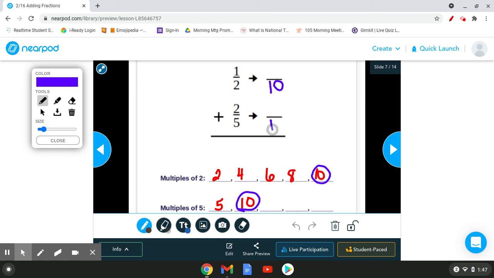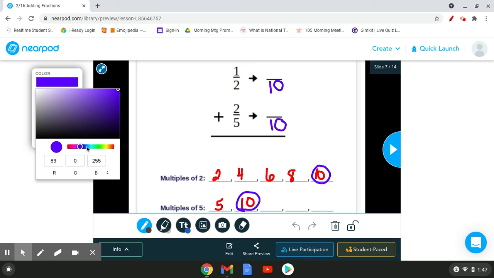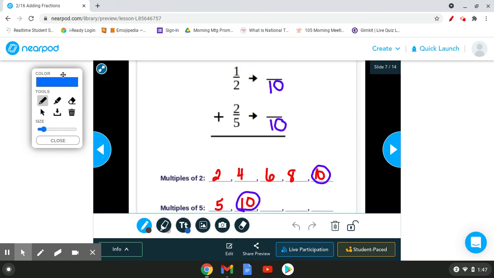So now I need to make equivalent fractions where 10 is the denominator. So we're going to go back to those practices where we think to ourselves. So right here, we're thinking 2 times what number gave us 10? So 2 times 5 gave us 10. Whatever I do to the bottom, I do to the top. So 1 times 5 gives me a numerator of 5.